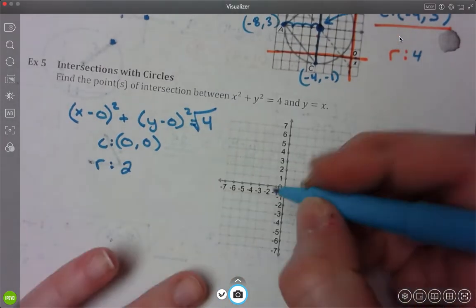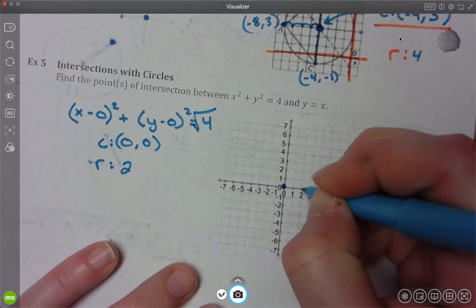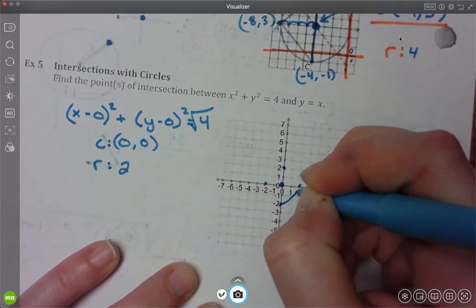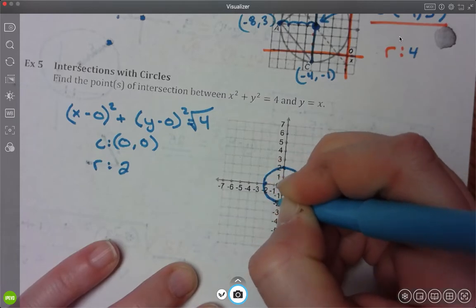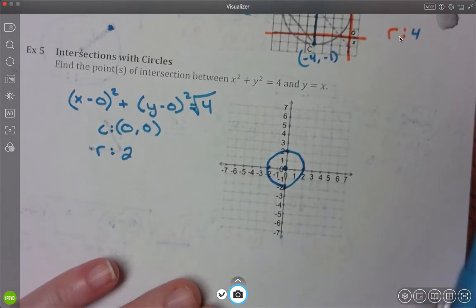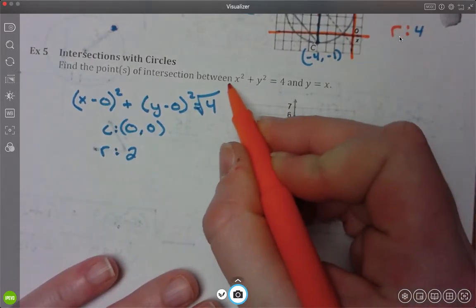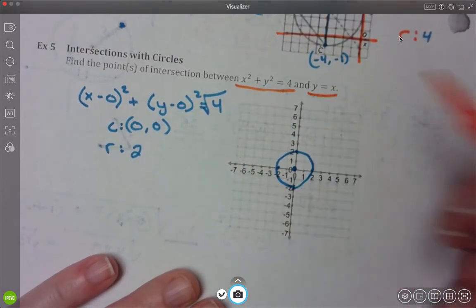So I have a circle with center at 0, 0, and a radius of 2. So 2, 2, 2, 2. This is what my circle will look like, this tiny guy right here. And I want to find the points of intersection between this circle and the line y equals x.